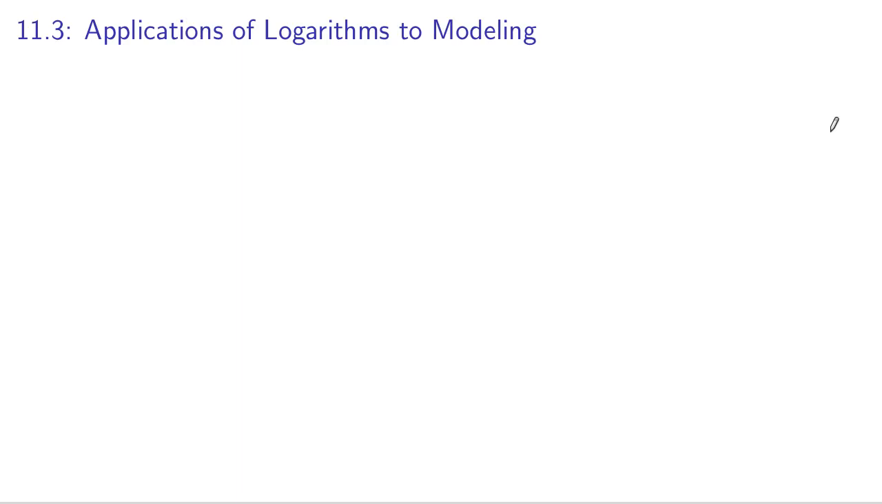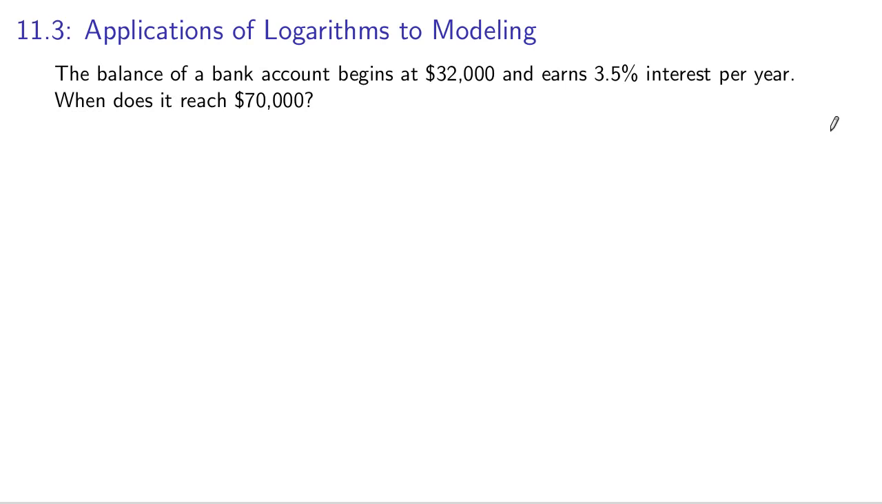Algebra 2, Chapter 11, Section 3, Applications of Logarithms to Modeling. The balance of a bank account begins at $32,000 and earns 3.5% interest per year. When does it reach $70,000?